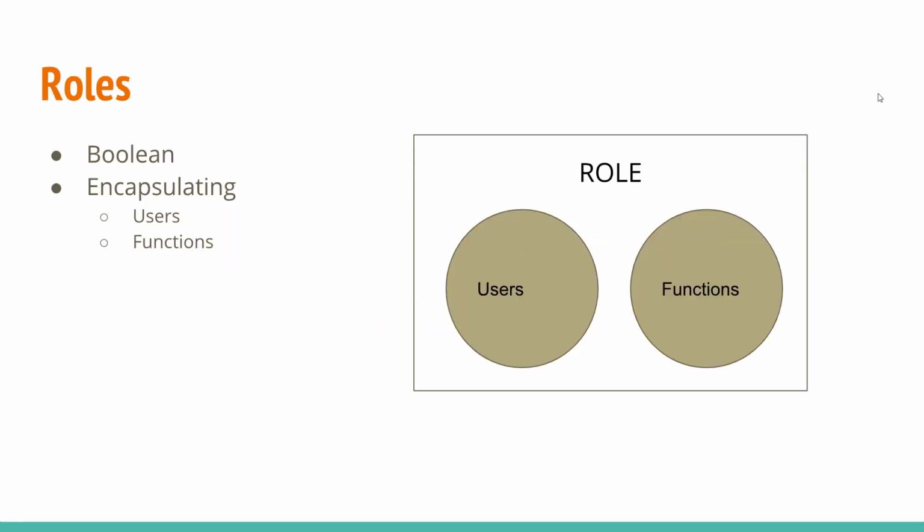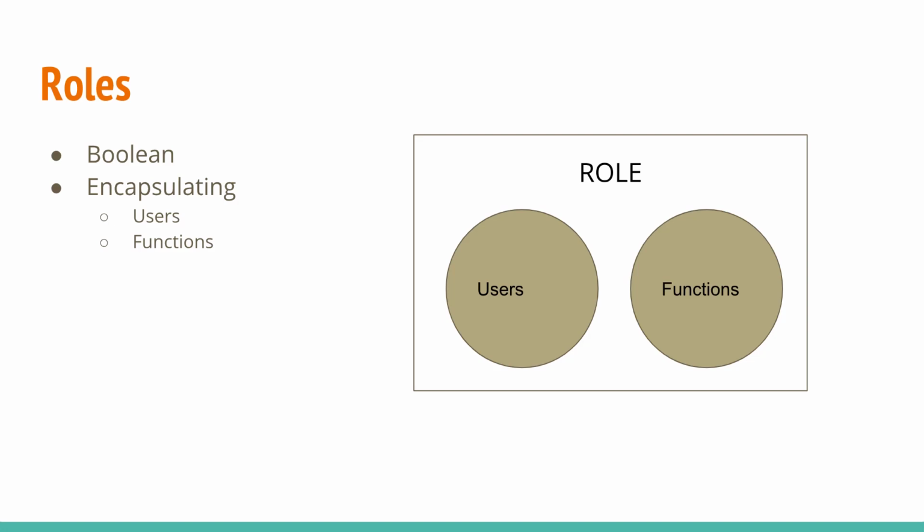Okay, so let's start with roles. Roles is essentially a Boolean type. I want you to think of it as a Boolean type because, with a role, the user is either in it or he isn't, right? And the role either protects a function or it doesn't. So you have some sort of functionality and you have some sort of user. If the user is in a role, he has access to the function that the role protects as well. So the role essentially encapsulates the user and the function.